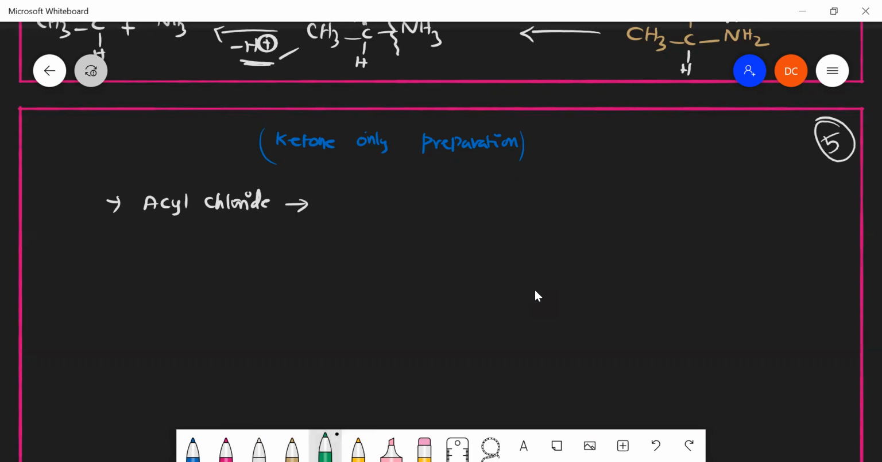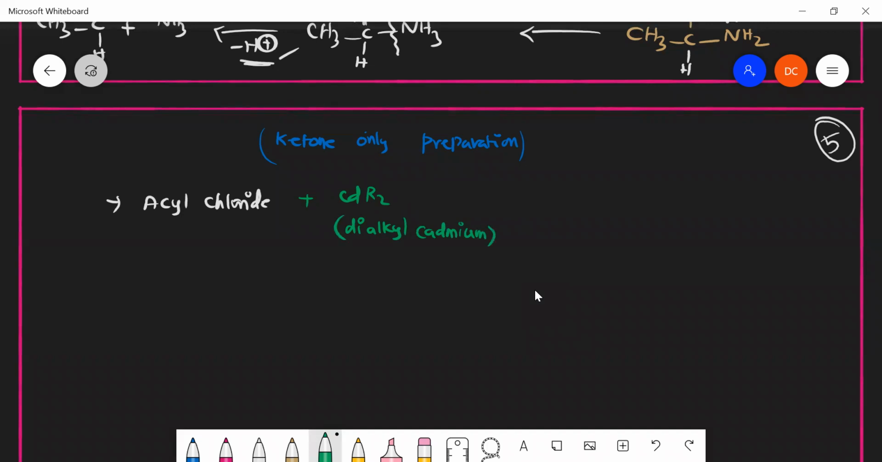That is the Rosenmund reduction, the first special preparation of aldehydes. But here we are not going to use a reagent like in the Rosenmund reduction. Here also we have to do some reduction, but we should reduce it with a mild reducing agent. So the mild reducing agent is CdR2, nothing but a dialkyl cadmium.